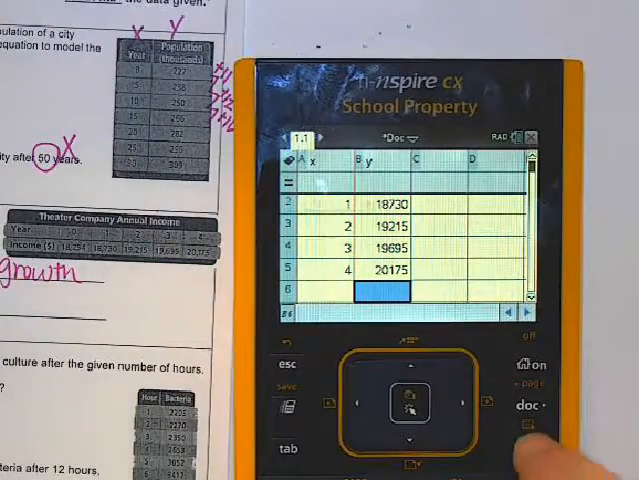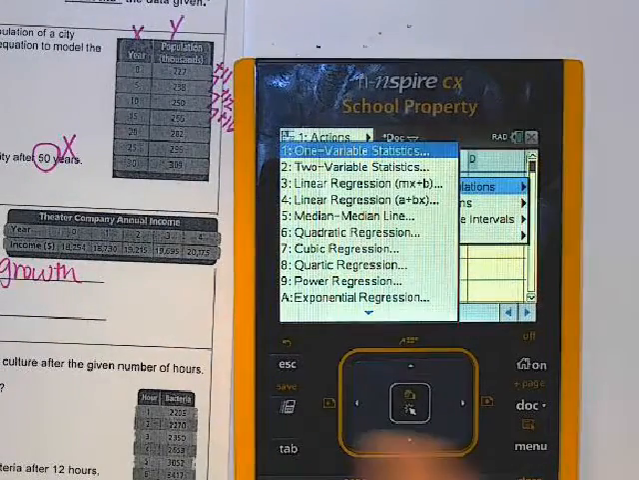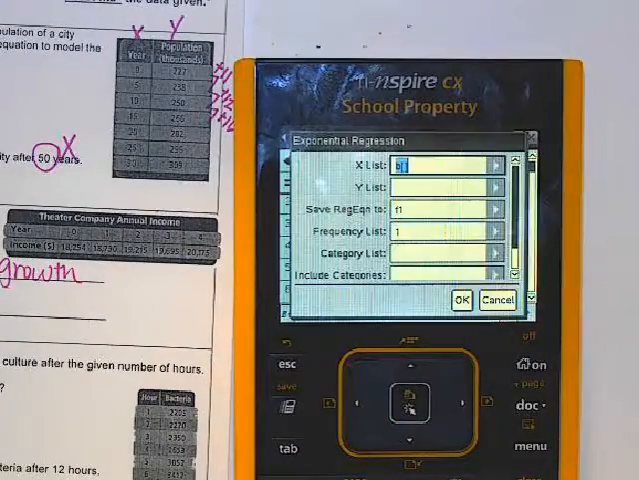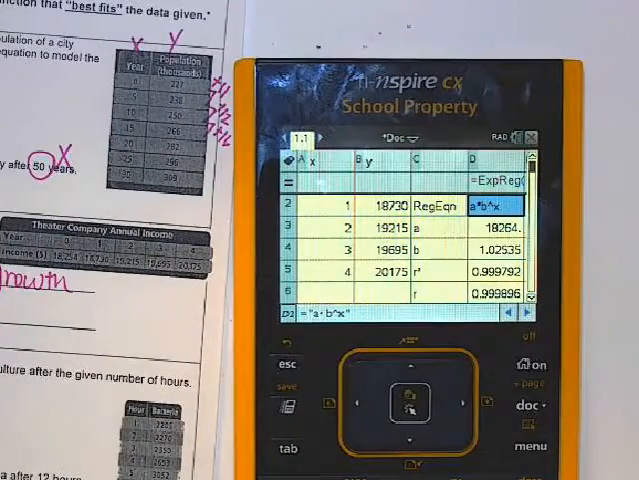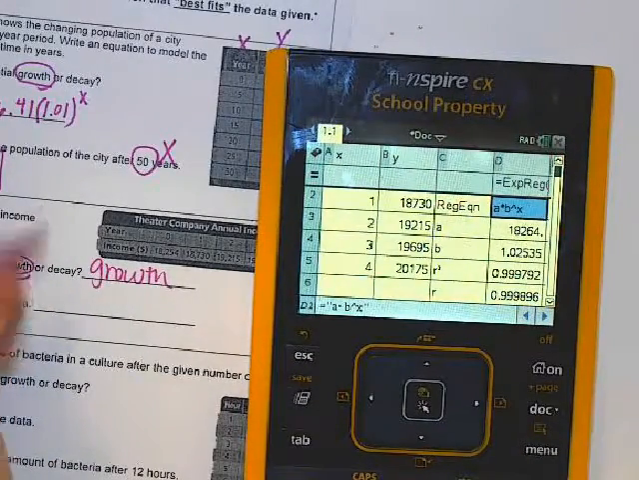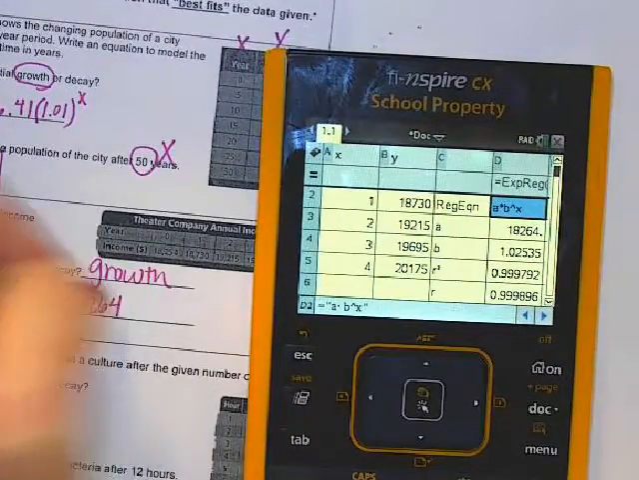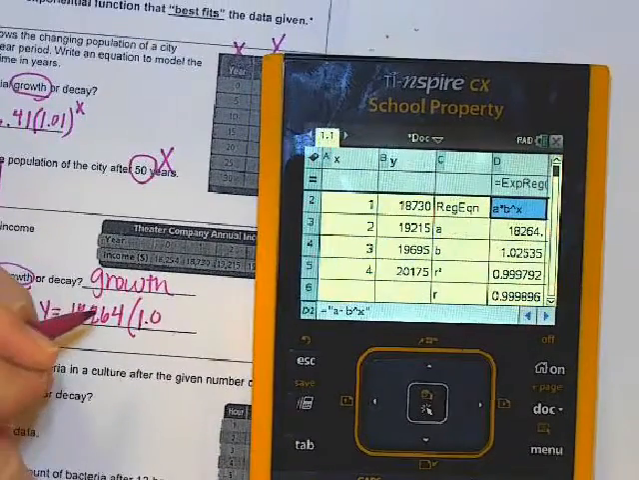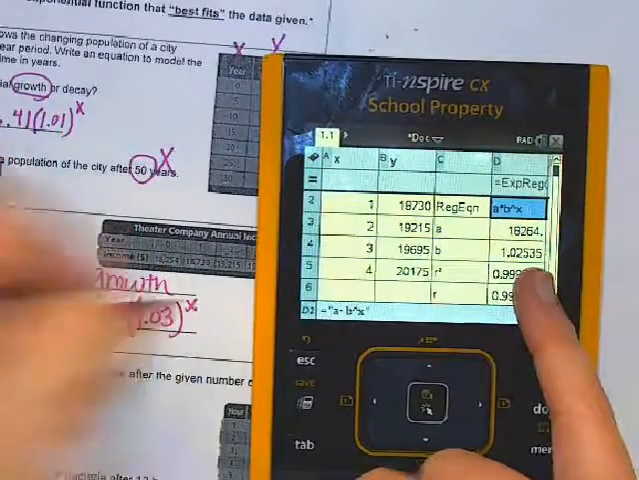All right, menu 4, 1, but I don't want mx plus b. What do I want? A, exponential regression at the very bottom. X and Y, enter. There's your A and your B, and we're just going to copy it down. Remember, we're rounding to 2 decimal places, though. Y equals 18,264 times 1.03, because the 5 behind the 2 turns into a 3, to the X power.